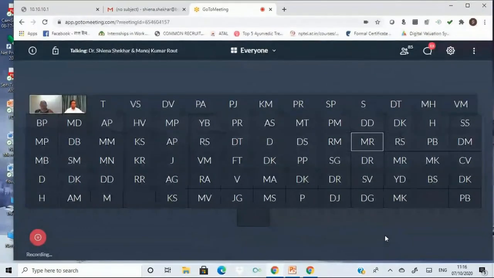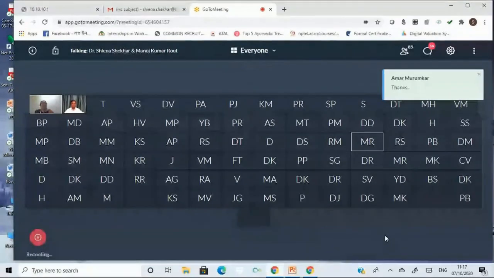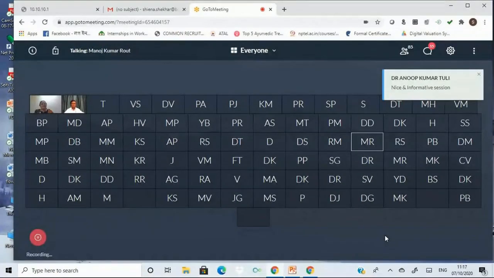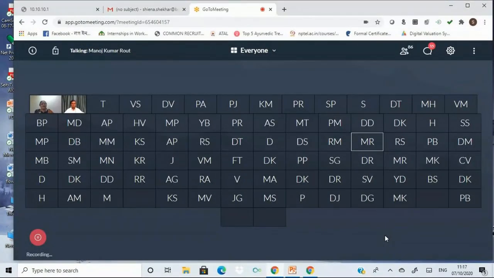Good morning, ma'am. I'm Manoj Kumar Raut from BITM Bhubaneswar. My question is, why is quality function deployment not successfully implemented in the eastern part of India? If you take the example of Odisha, Chhattisgarh, or Jharkhand, what is the reason behind it, ma'am?